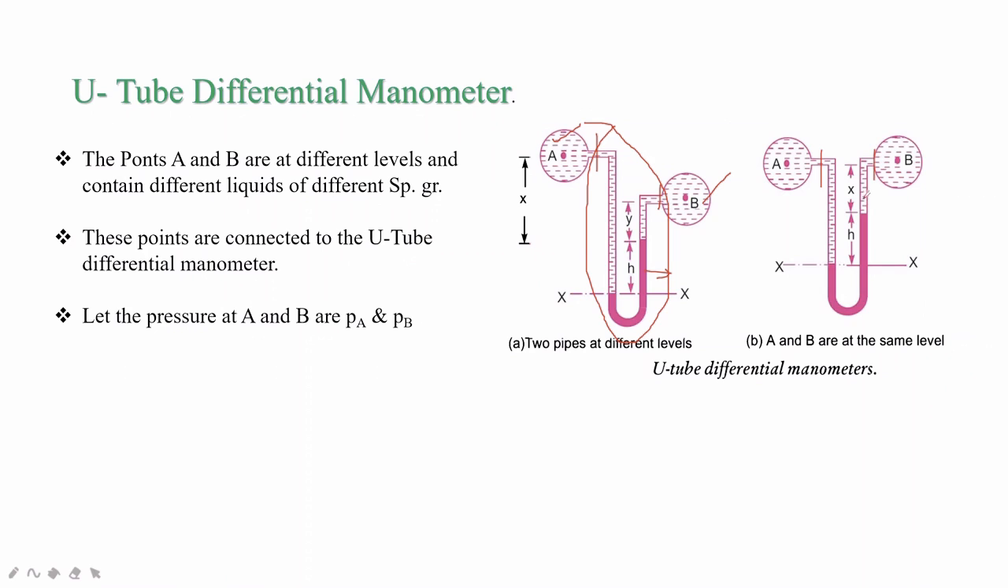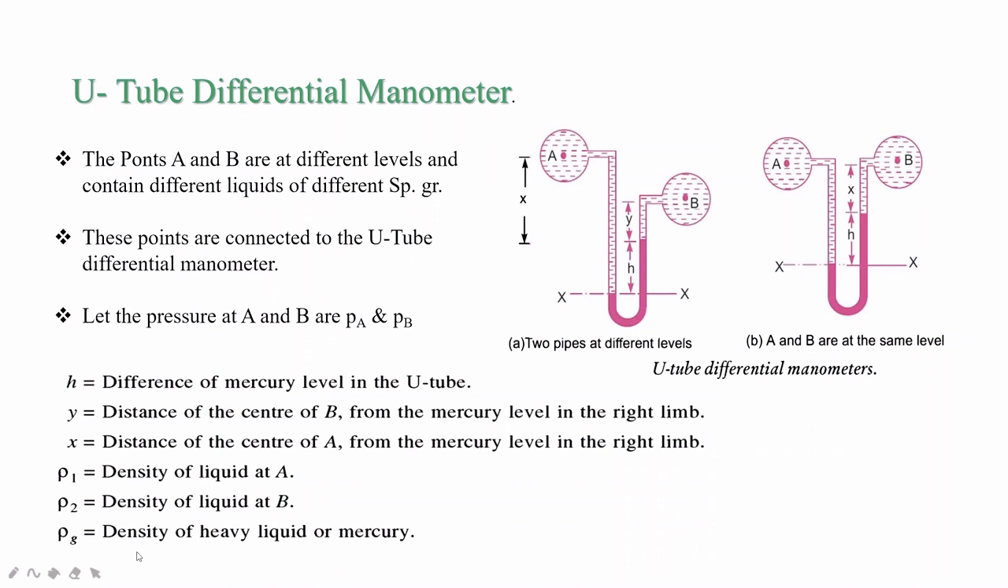Now what we do, we will define each and every term: h, y, h, x. The datum line is XX, right? We will define each and every term so that we can come to a formula. Whenever a U-tube differential manometer question is given, we use this formula, calculate, and find the pressures where required.